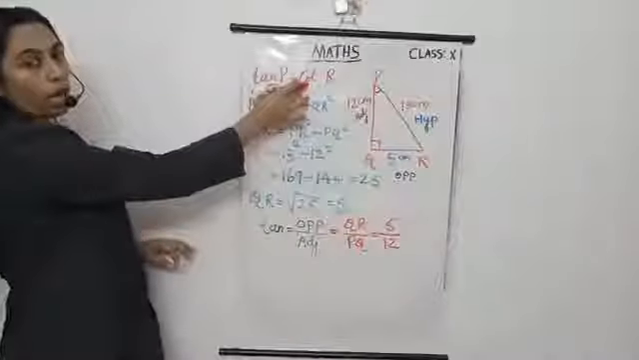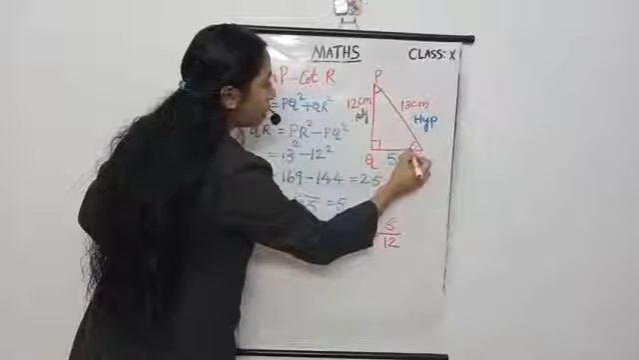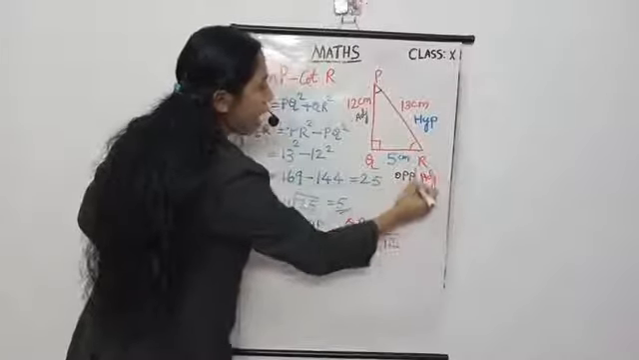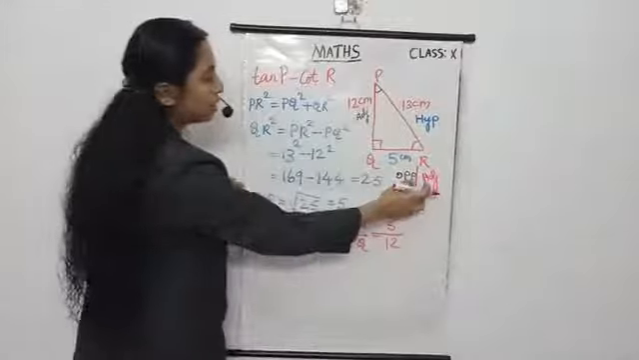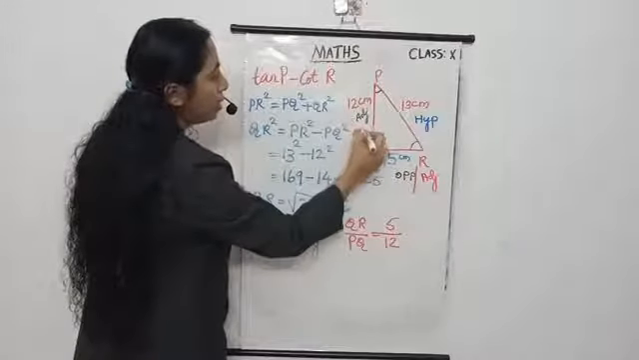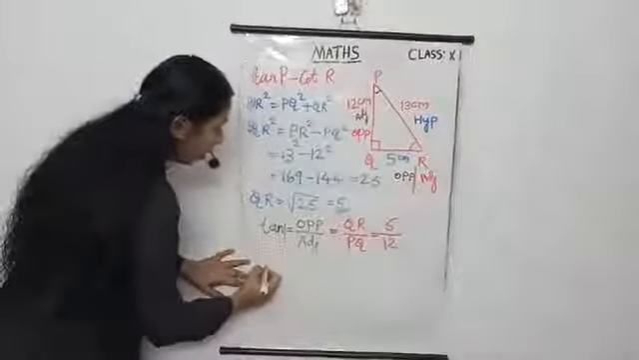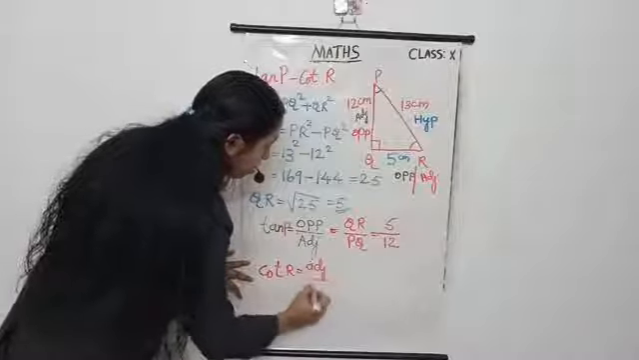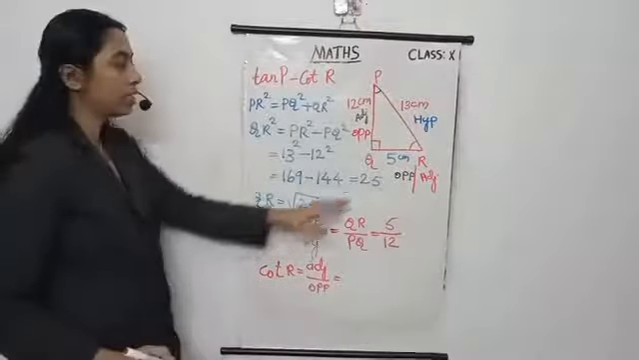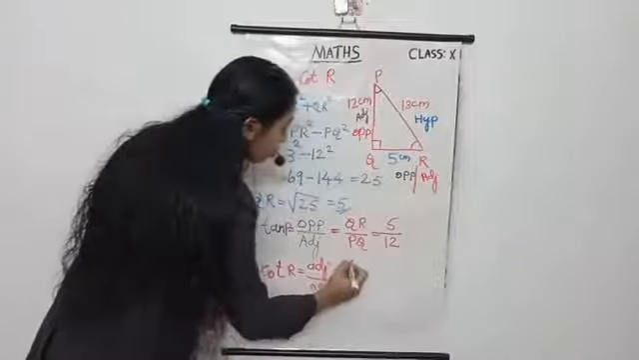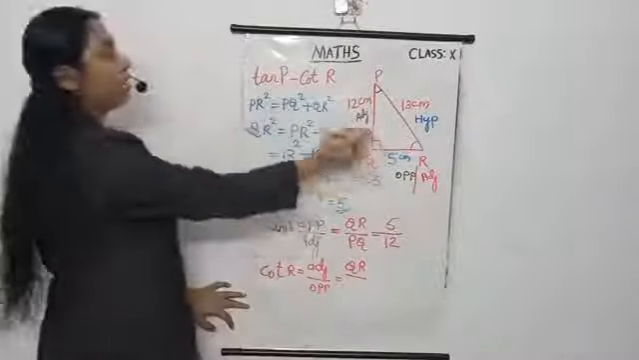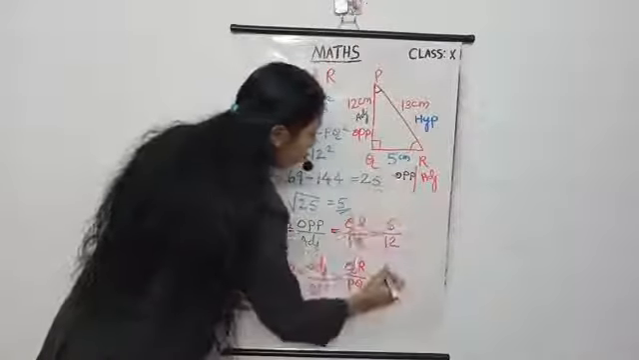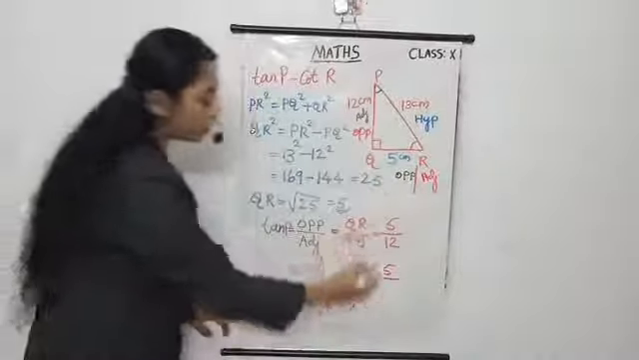And next is cot R. With respect to angle R, its adjacent side is this and its opposite side is this side. Now cot R is equal to adjacent by opposite. The adjacent of R is QR, so QR by the opposite of angle R, which is PQ. So QR by PQ, where the measure of QR is 5 and the measure of PQ is 12.